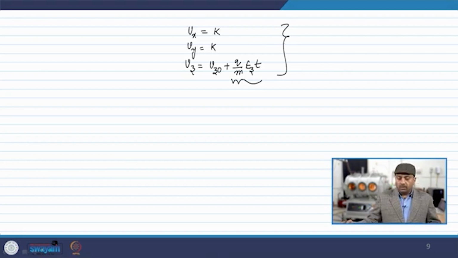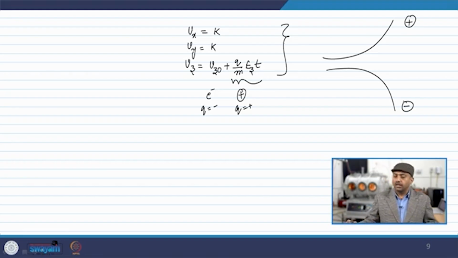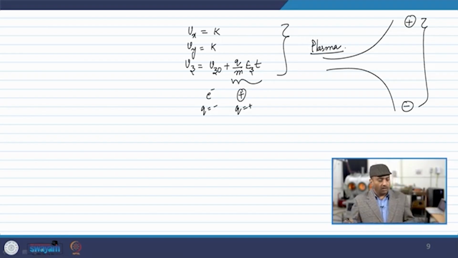Now, the important conclusion that we have drawn in the last class is that depending on whether you have an electron where the charge is negative or an ion where the charge is positive, the particles will be separated. I mean, this electric field will move all the ions to one side and all the electrons to another side. So, this may lead to the formation of a secondary electric field. So, plasma is coming from this direction, let us say. Okay. Now, let us try to understand the consequences of this.